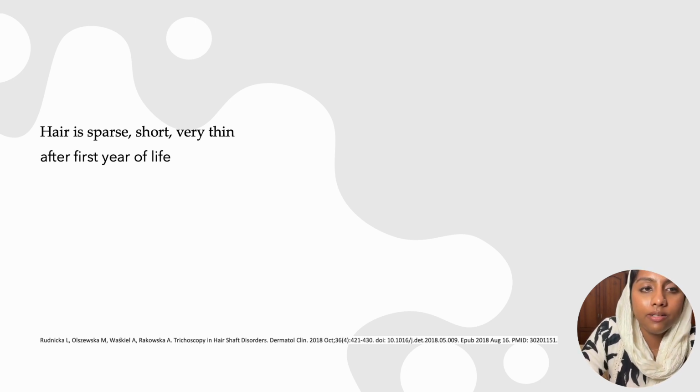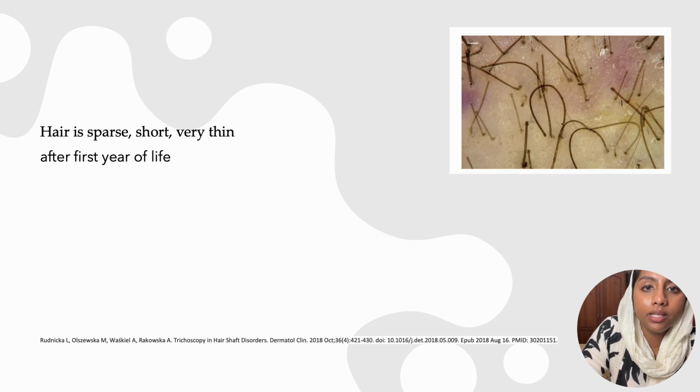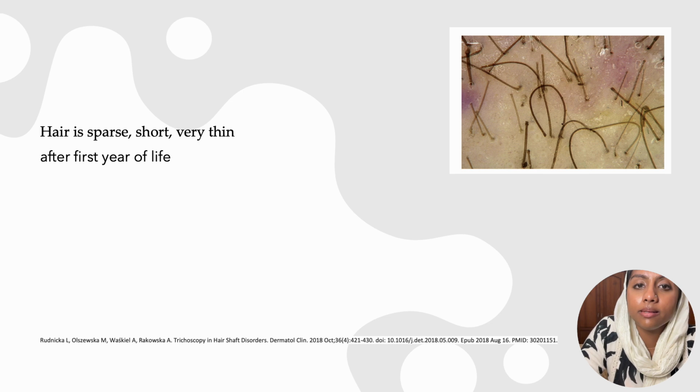Next, we get a case of very short, sparse, thin hairs, especially after the first year of life. What you need to see is that congenital hair disorders generally present a few months to years after birth. So that's something that you need to keep in mind. Let's see the trichoscopic image. Here you can see some node-like structures which are not very clear.